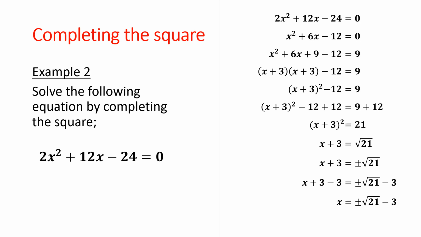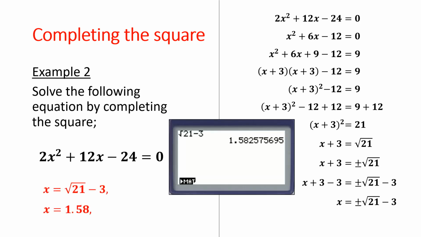And to find our 2 solutions, here's what we do. Our first solution, we go square root of 21 minus 3. That's the positive square root of 21 minus 3. That gives us 1.58. And then to get the second solution, we go the negative square root of 21 minus 3, and our second solution is negative 7.58. Both have been rounded to 2 decimal places.